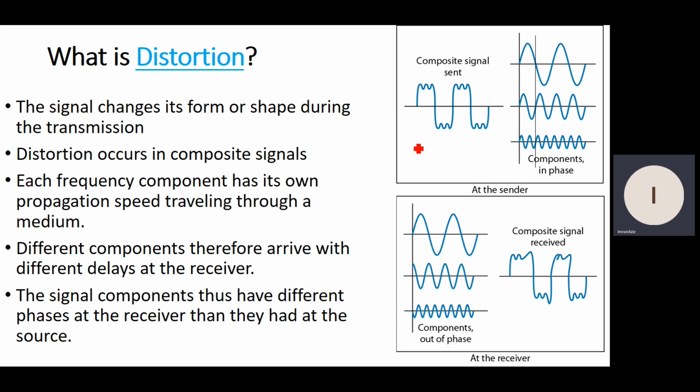So if this is the transmitted signal, at the receiver, because of different traveling speeds of different frequency components, we have different phases at the receiver, because of which the shape of the signal has been changed when reached at the receiver.